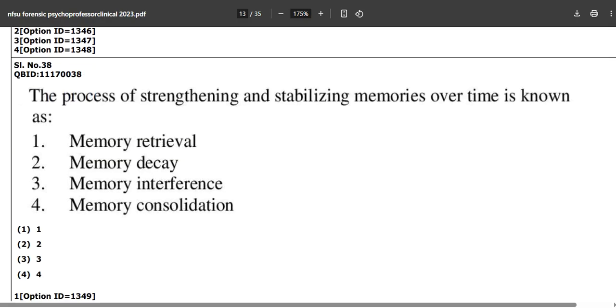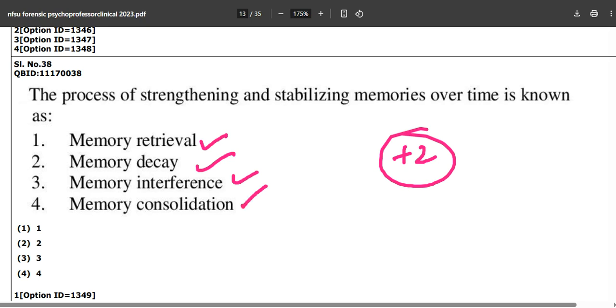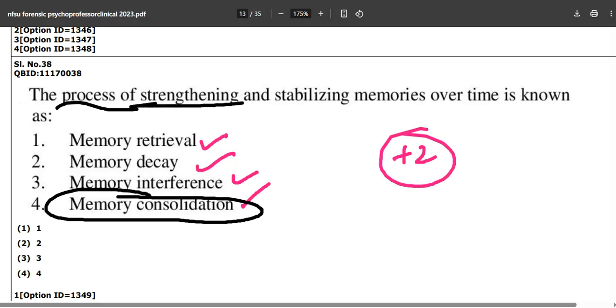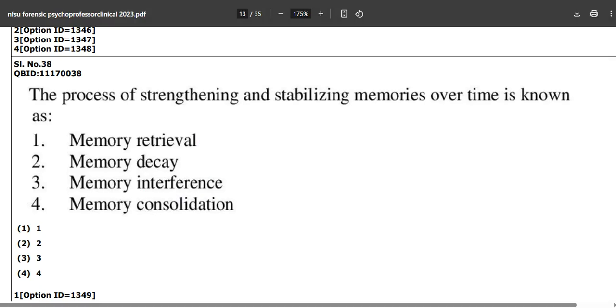Moving forward, the process of strengthening and stabilizing memories over time is known as. You can just listen to the explanation and answer in 2 seconds. Memory retrieval, decay, interference, and consolidation. What you are doing through these videos, you are doing memory consolidation. The process of strengthening and stabilizing memories over time is known as consolidation.